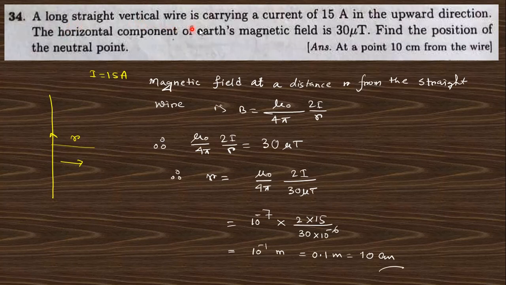A long straight vertical wire carries a current of 15 ampere. This is a straight wire with current 15 ampere in the upward direction. The horizontal component of the earth's magnetic field is as given. Find the position of the neutral point.